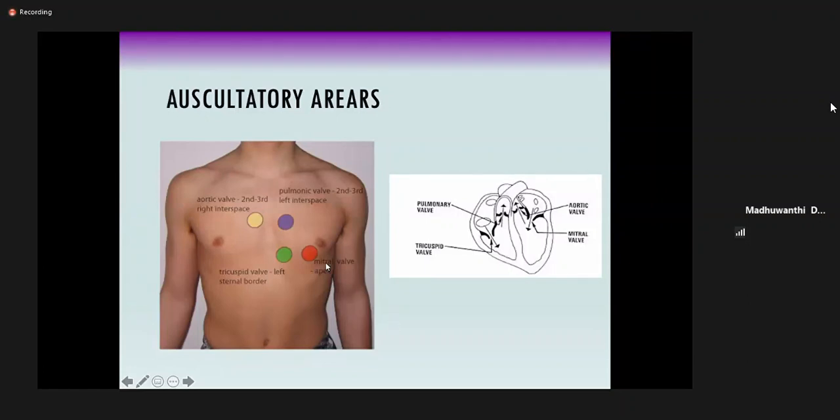For example, if you can hear a murmur at this site, at the apex, can you tell me where the apex beat is? Let's see whether you know. Where do you hear the apex beat, where the mitral valve is projected? Can somebody tell me?